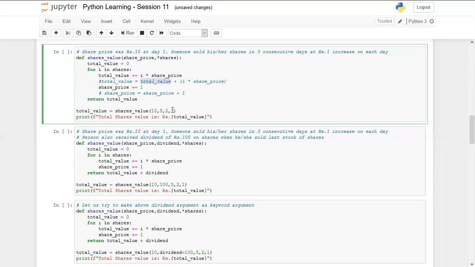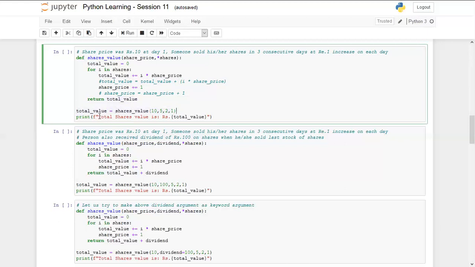But there is one more iteration to be processed, so only one share is left to be processed on the last day. So now total_value holds the value of 72, plus i, which holds the value of 1, times share price, which has been incremented to 12 now. So 12 multiply 1 is 12, plus 72. The total value for the shares after selling them for 3 consecutive days is 84. So we should get the answer as 84, and we are returning the total value and storing it by calling this function.